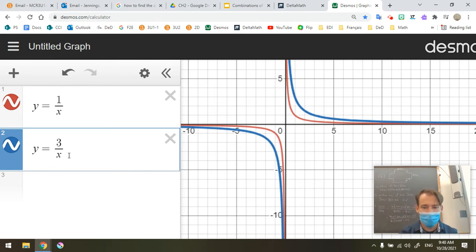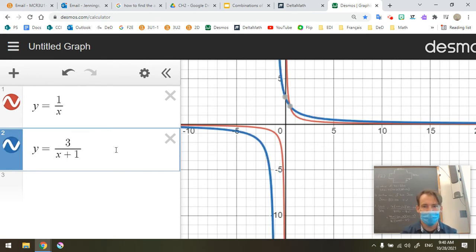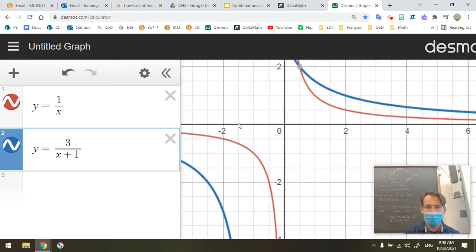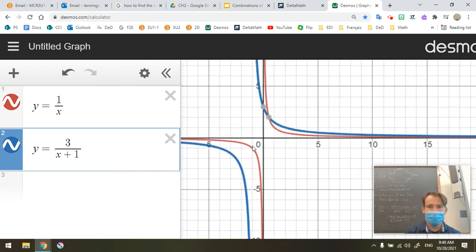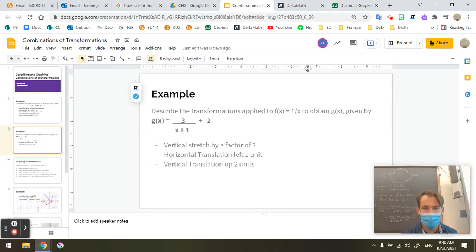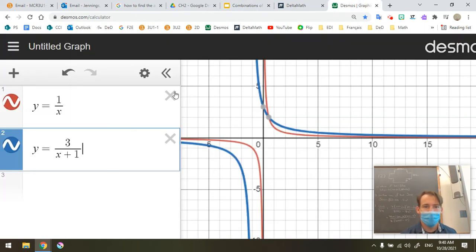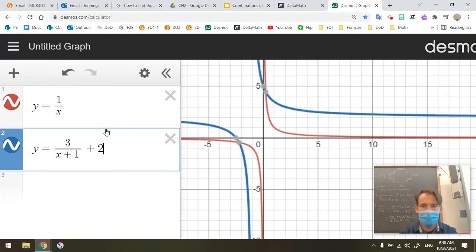And then we said this is x plus 1 on the bottom. Notice now, around this point, negative 1, that the function is going up to infinity and going down to infinity. It moved the asymptote 1 unit to the left. And then, I think we're adding 2 to it or something, are we? Yeah, plus 2.